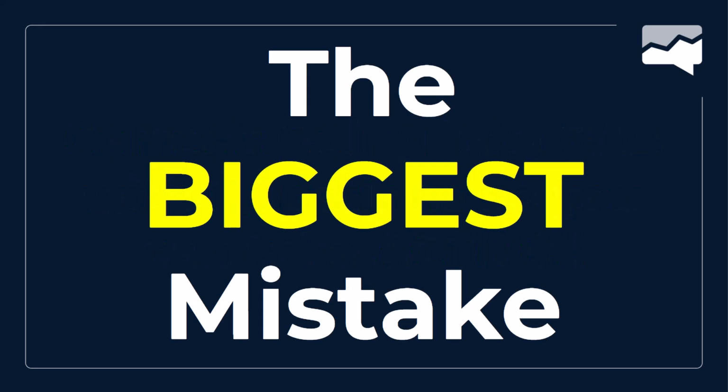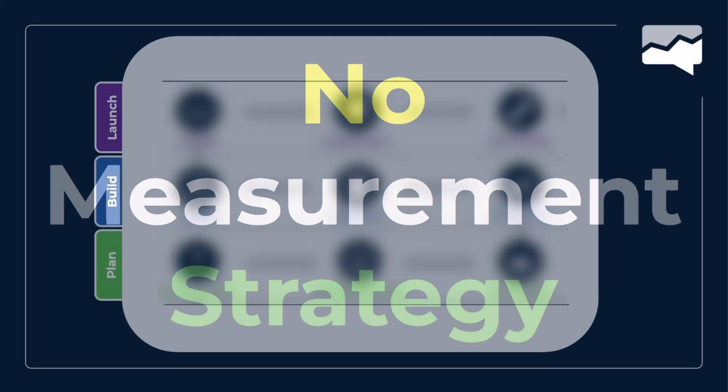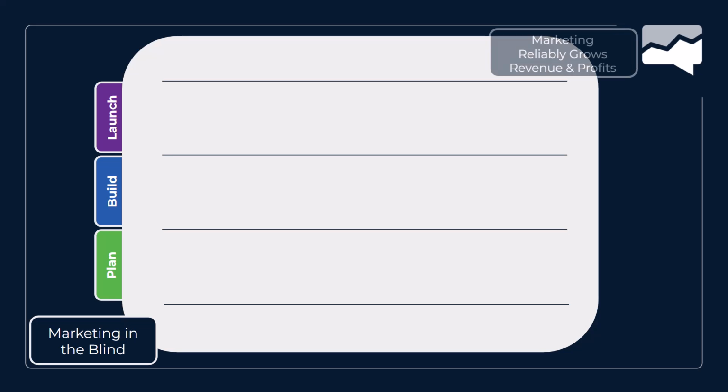So overall, the biggest mistake is that there is no measurement strategy. And that's actually what led us to creating the Measurement Marketing Framework. It starts out with 3 steps, where you go from being able to market in the blind, where you don't know what's working and it's all chaotic, you're throwing spaghetti against the wall and hoping something sticks, to being able to reliably grow revenue and profits. And it all starts with the plan, and this is where those questions come in.